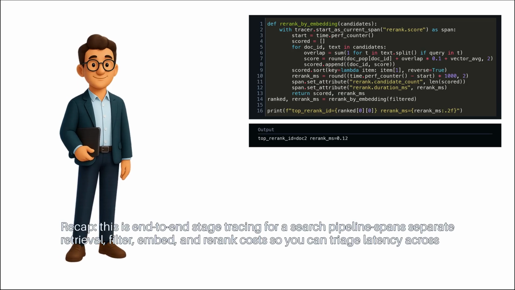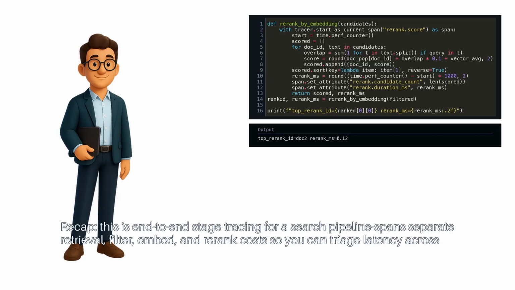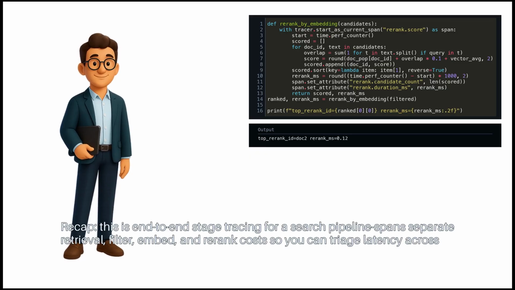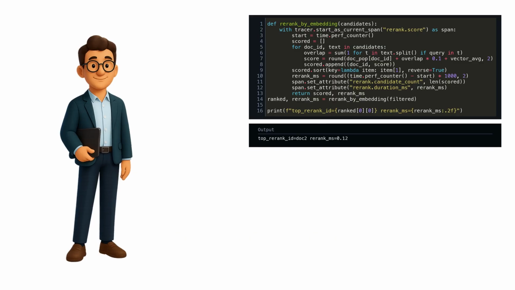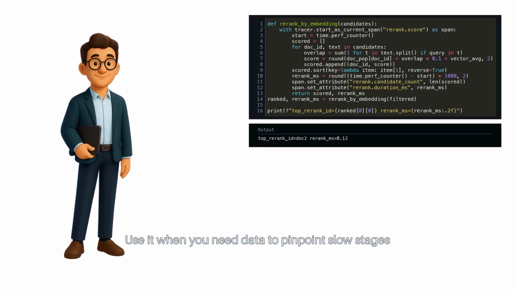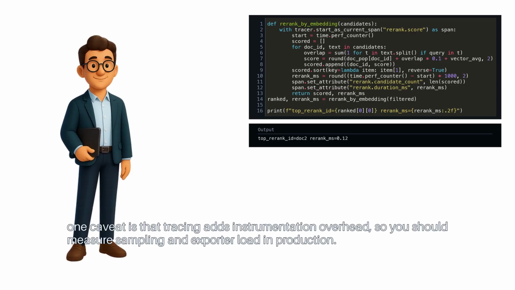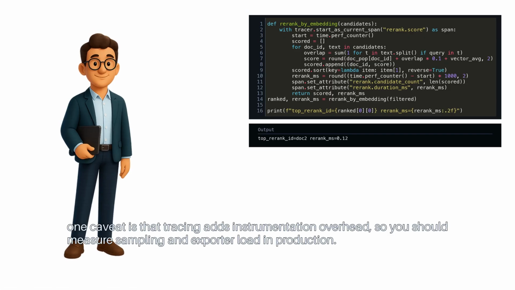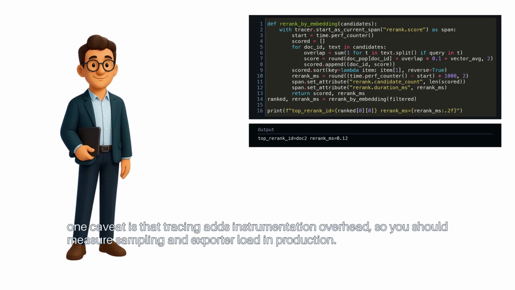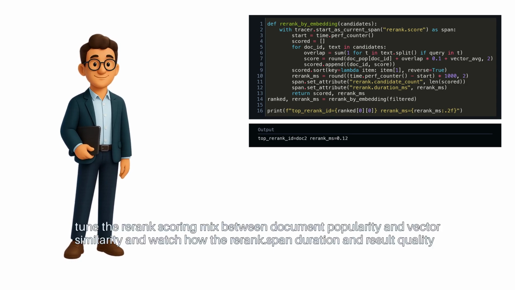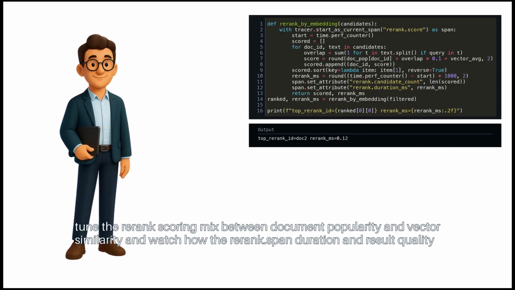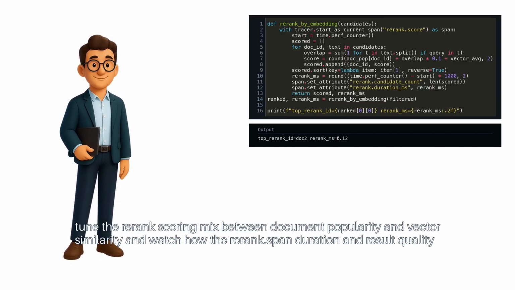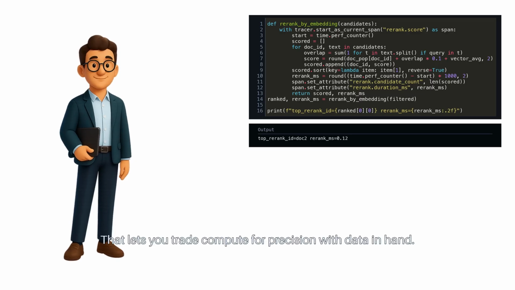Recap: this is end-to-end stage tracing for a search pipeline. Spans separate retrieval, filter, embed, and re-rank costs, so you can triage latency across stages or validate optimizations. Use it when you need data to pinpoint slow stages. One caveat is that tracing adds instrumentation overhead, so you should measure sampling and exporter load in production. Next step: tune the re-rank scoring mix between document popularity and vector similarity, and watch how the re-rank span duration and result quality change. That lets you trade compute for precision with data in hand.